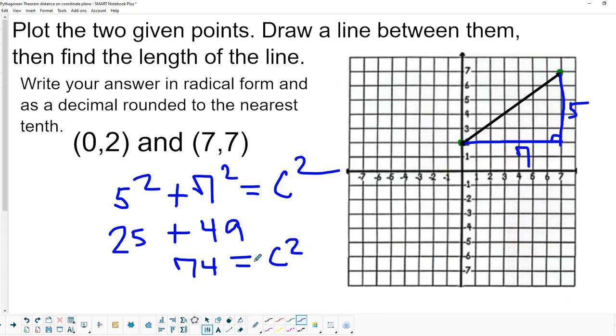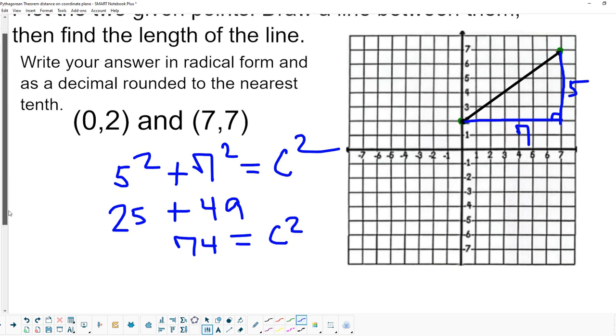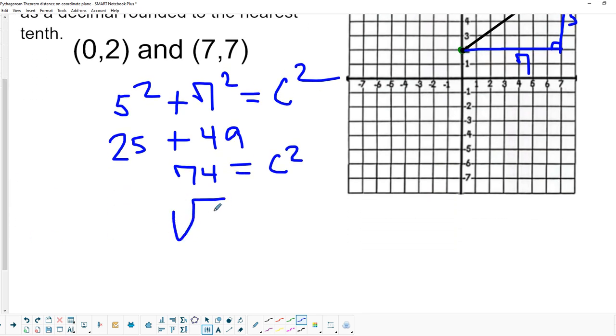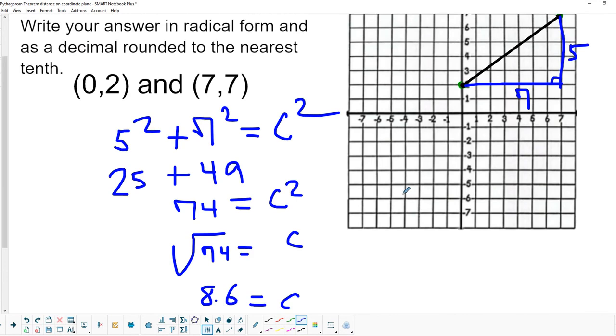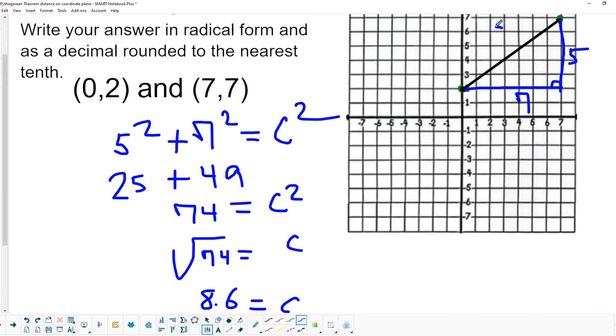So to find what I'm looking for, I have to do the square root again. So square root of 74 equals c. And then when I do the square root of 74 on my calculator, I get 8.6. So c equals 8.6. So up here in our hypotenuse, we have 8.6.